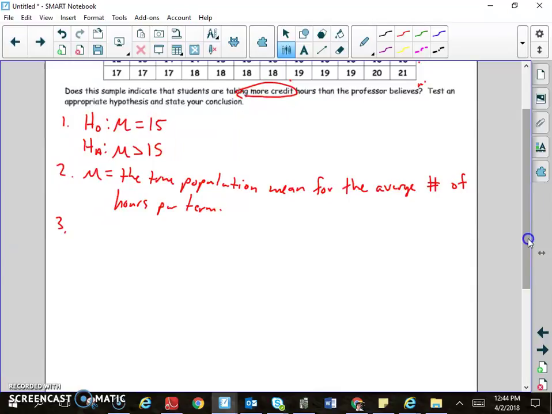So step 3, write the equation. So now it's just a different equation. It's t equals x bar minus mu over s over the square root of n. Okay, so it's like this. 3 of the 4 letters are the same, except you're given a new letter s. So it's to represent the sample standard deviation. That's the only difference.